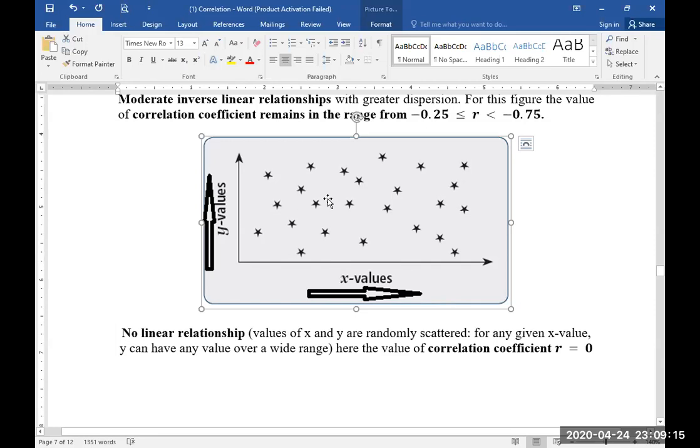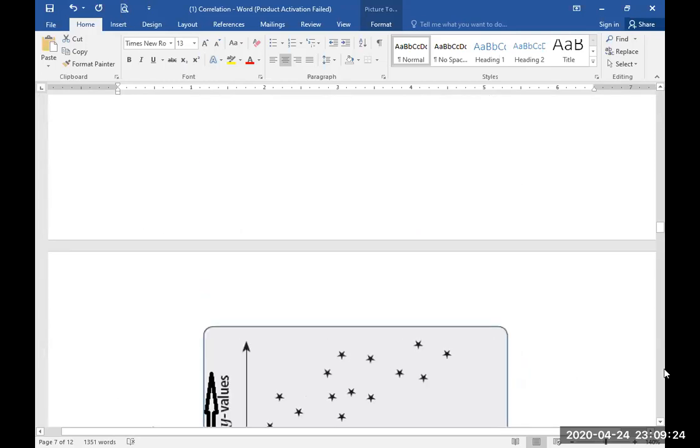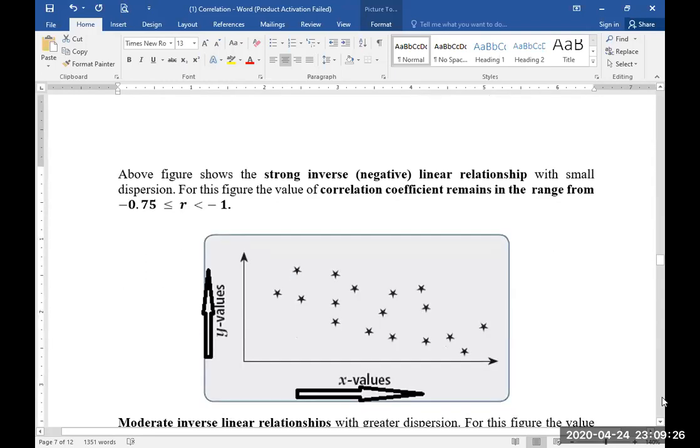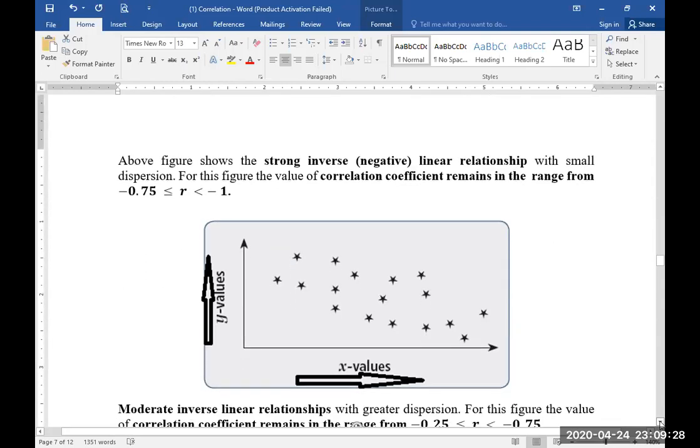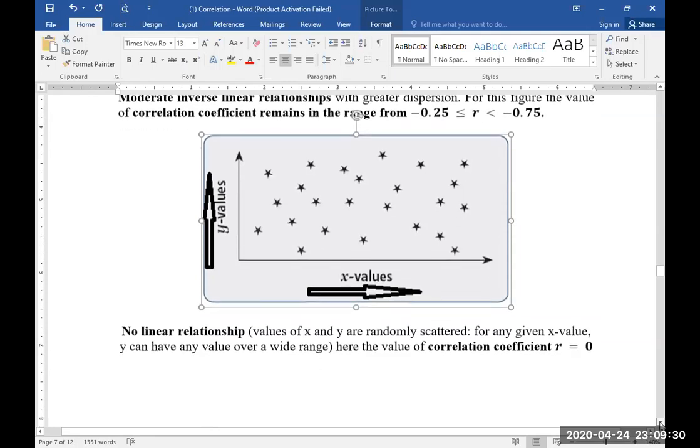The points are widely scattered. There is no discernible linear trend as in the previous graphs. For this reason, there is no linear relationship, or r equals 0, in this figure.